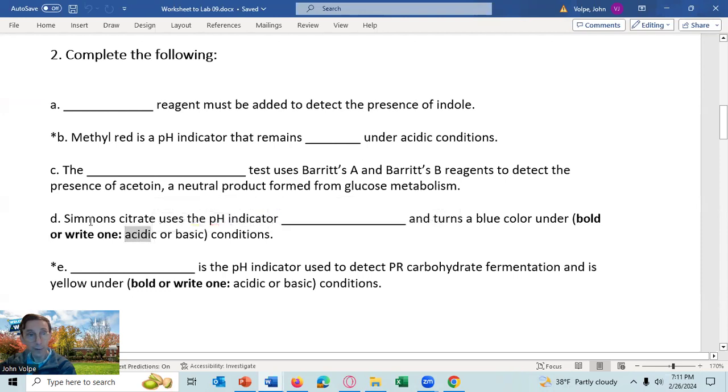So you have 2 questions in 2D, this one here, and then you must give me whether it's acidic or basic. You can either bold the answer or underline it or just write it over here. Okay. 2E is the same way. What is the pH indicator used to detect carbohydrate fermentation? And it is yellow under acidic or basic conditions.